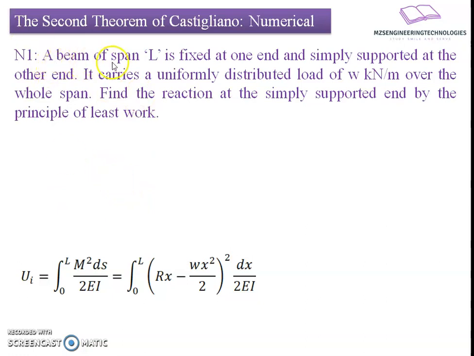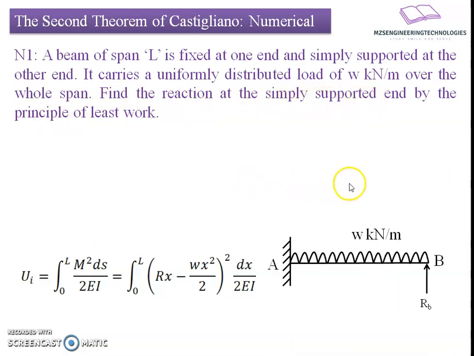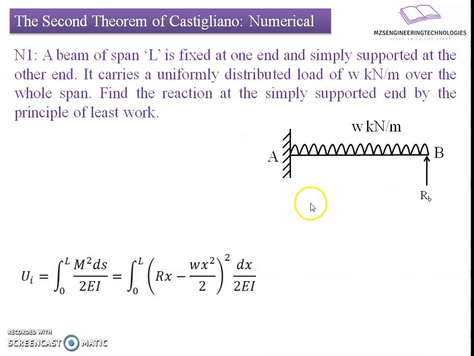Numerical 1. A beam of span L is fixed at one end and simply supported at the other end. It carries a uniformly distributed load of W kN per meter over the whole span. Find the reaction at the simply supported end by the principle of least work. Minimizing of the displacement is nothing but the principle of least work. If I sketch it, A is fixed and B is supported by a reactive force. It is a propped cantilever subjected to UDL.